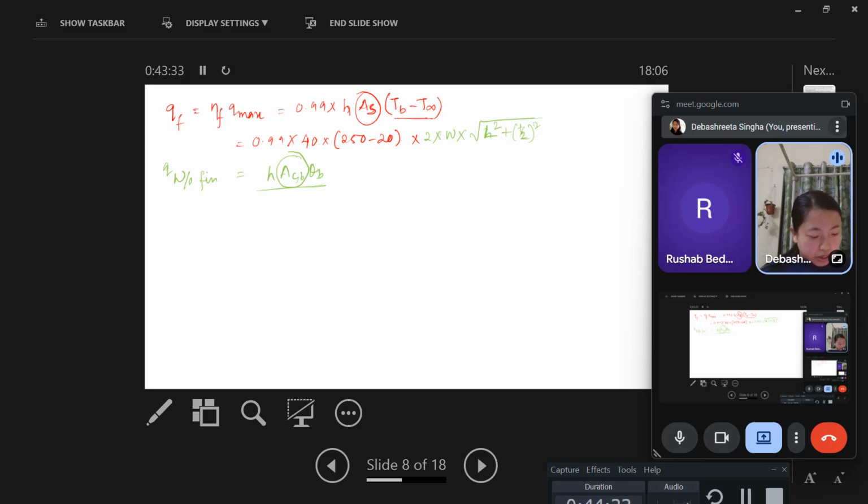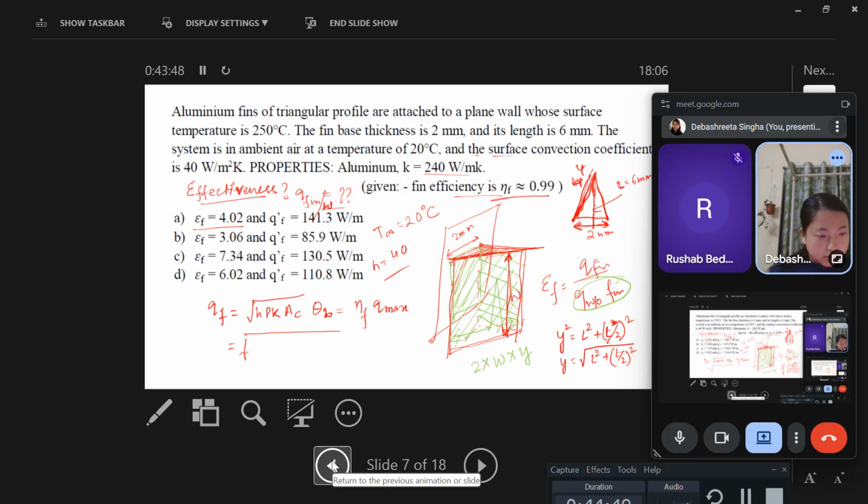Now ACB is how much? At the base, it is T into W, just as shown in this figure. This is the base area. So this is T and this is W.